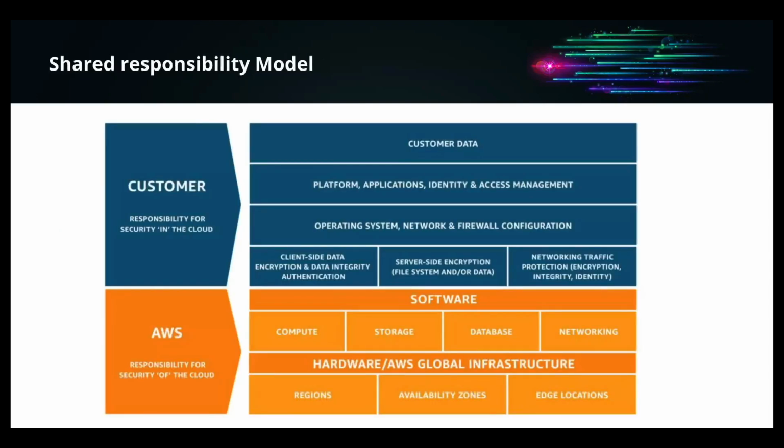You are responsible for your security, and especially of your data. So this is why it is crucial to clearly understand the shared responsibility model. It shows here what the cloud provider and the customer are each responsible for. And this helps both sides understand their roles in keeping the cloud safe.